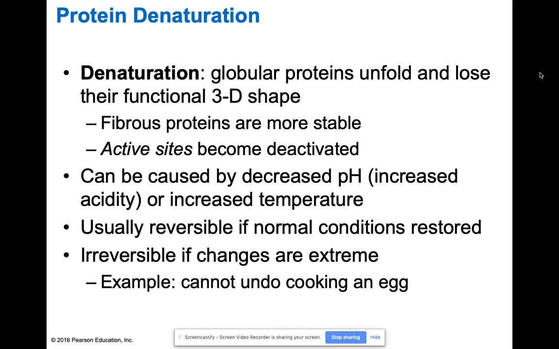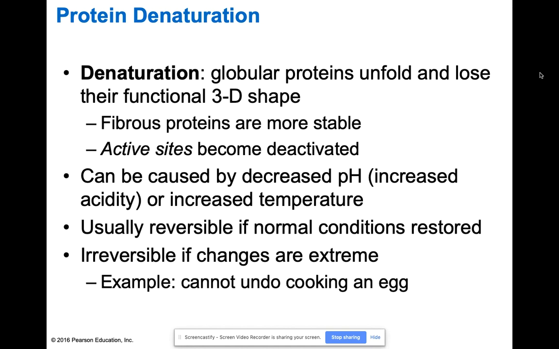Denaturation is how you unfold or lose functionality in a 3D shaped protein. So these are more of our tertiary and quaternary folded proteins. So our fibrous or structural proteins are more stable. Active sites become deactivated and denatured very quickly. Those again are our globular, mostly our enzymatic ones we're going to be talking about. Okay, those are our functional proteins.